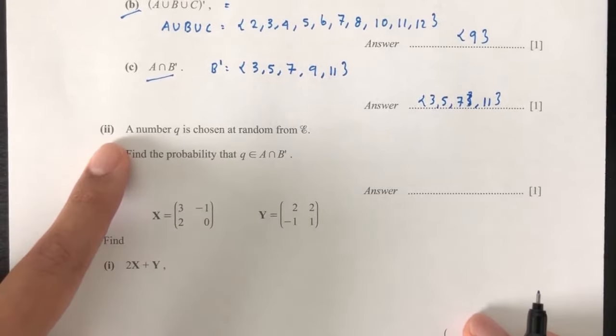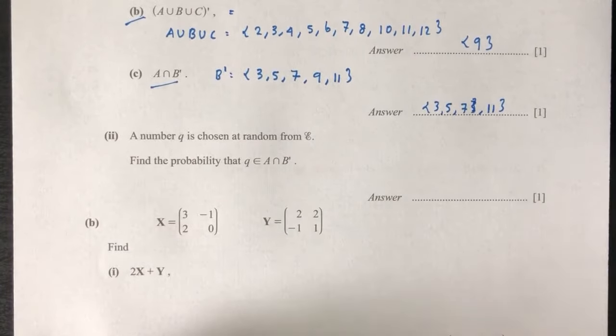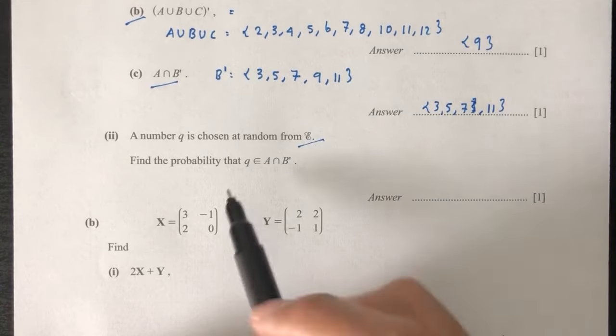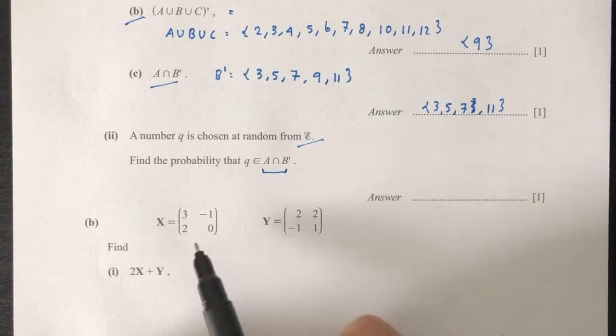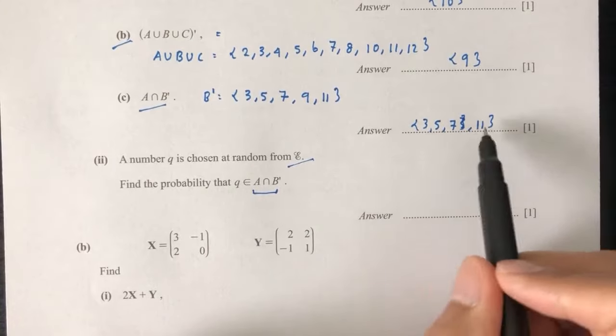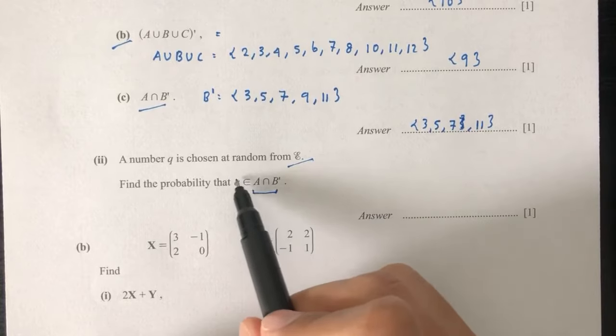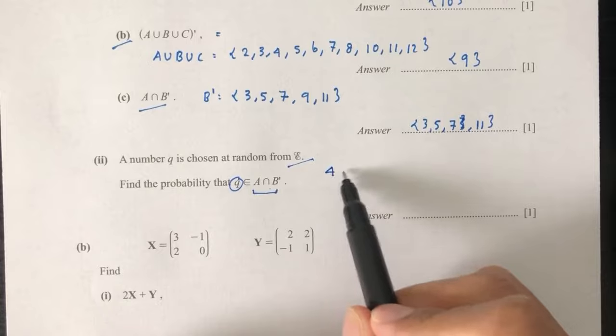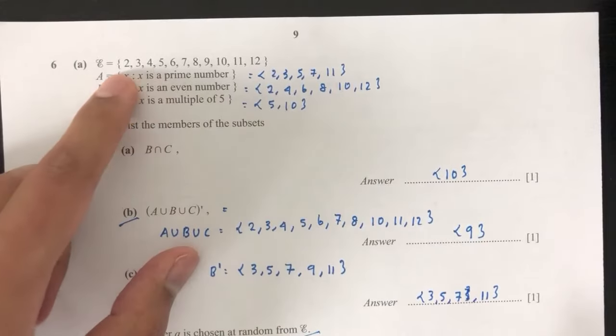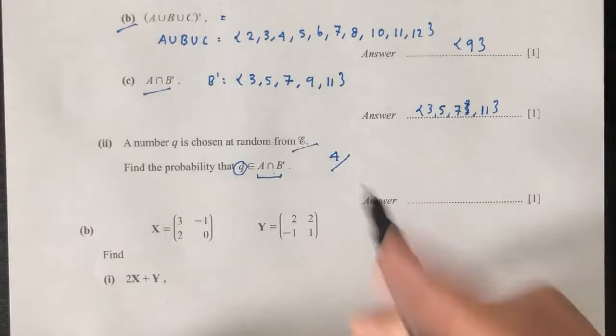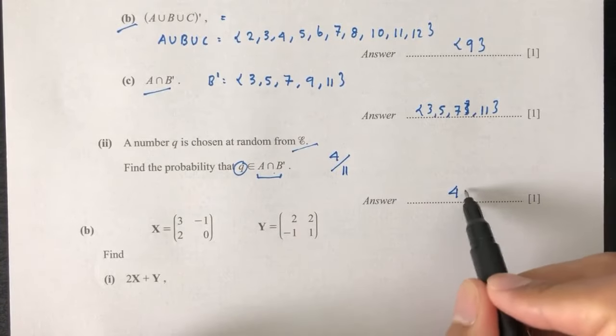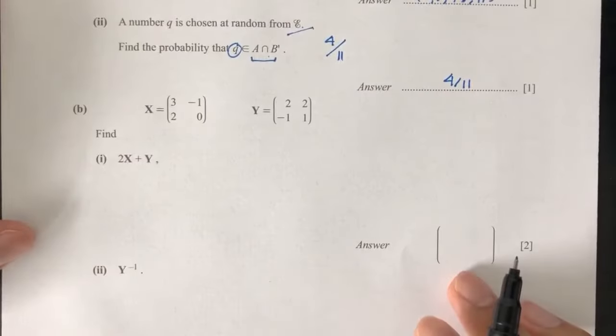So now this one, it says a number Q is chosen at random from the universal set. Find the chances that it is inside of this. So very easy. As we have seen in this, we have 4 elements. So for Q to be in this, it will be 4 over, in total we have 11. So it should be 4 over 11. Okay. Moving on to part B.